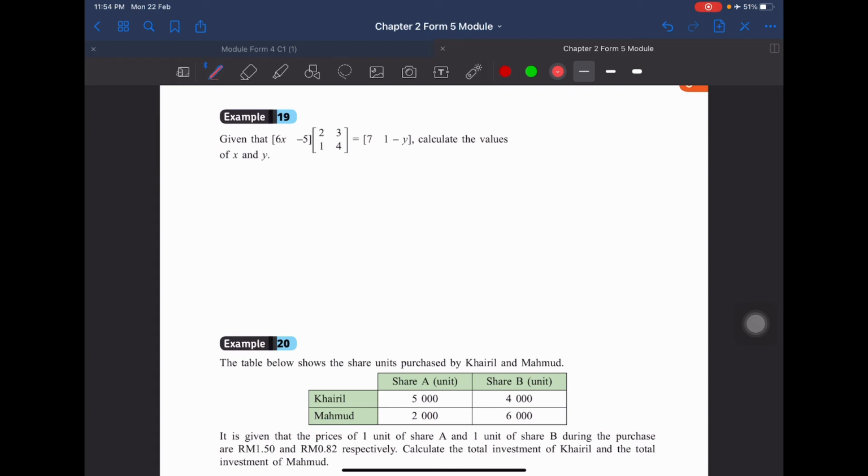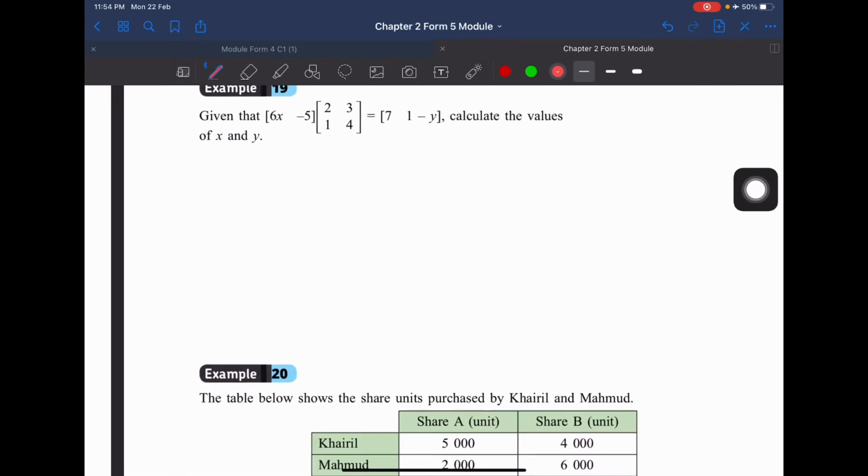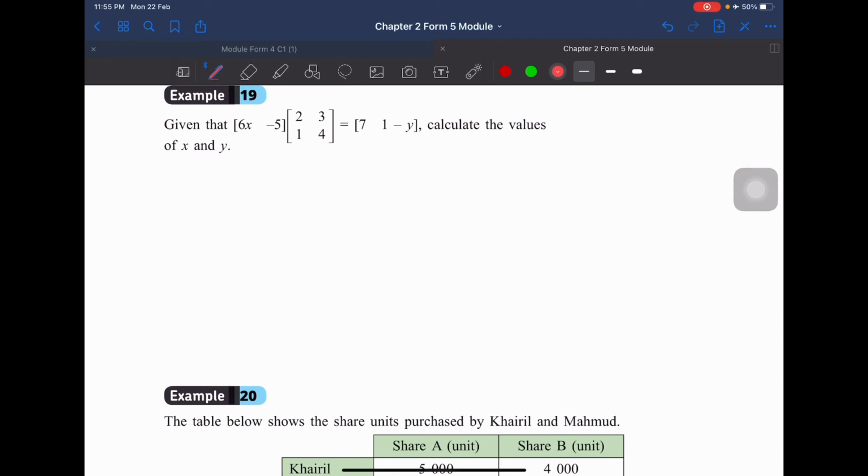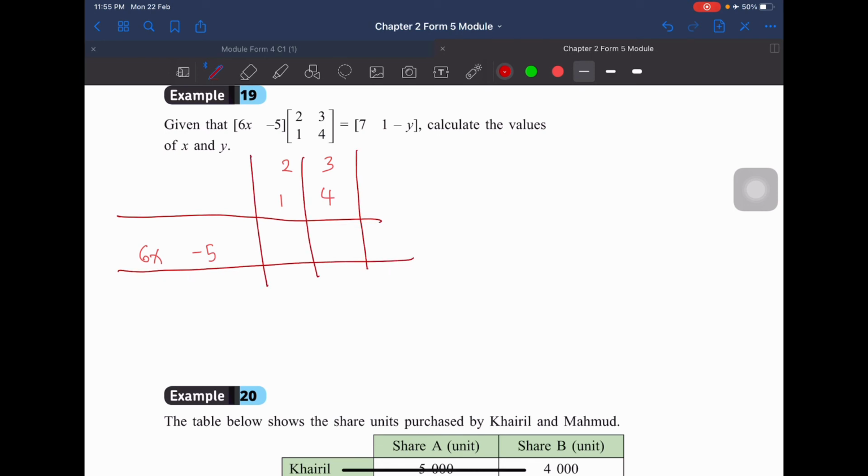Okay, let's move to example 19. Given that the multiplication of two matrices is equal to this matrix, calculate the value of x and y. Okay, so let's do it one by one. So you have [6x, negative 5] times [2, 3; 1, 4], and then you add in your table. So you know that your final answer has how many rows? 1. How many columns? 2. 1 by 2 matrix.